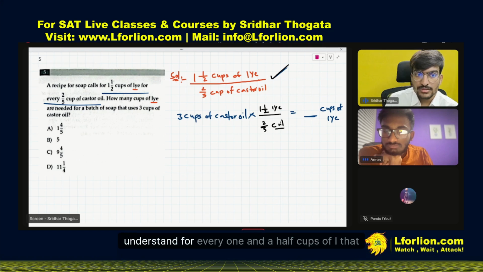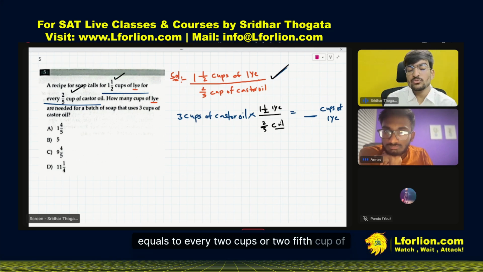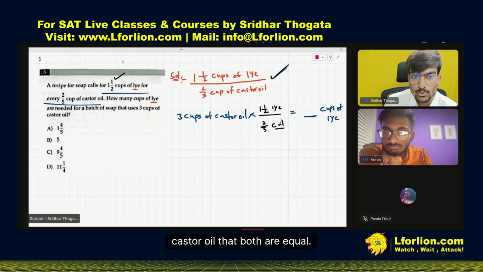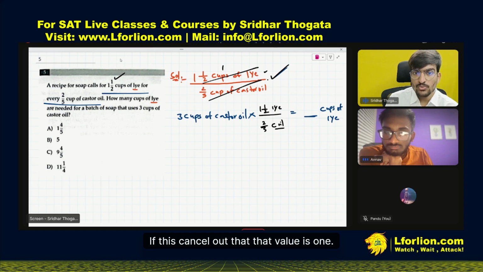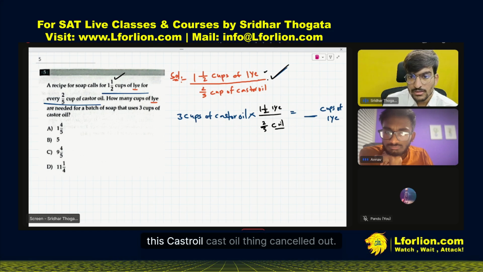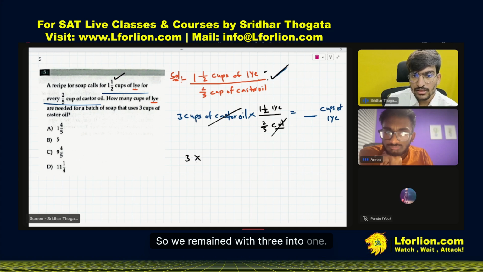You need to understand that every 1.5 cups of I equals 2/5 cup of castor oil. Both are equal. If that is the case, we can write it in this format. If this cancels out, that value is 1. So now the castor oil cancelled out, and we remain with 3 into 1 by 2 by 2/5. This is I. That's it.